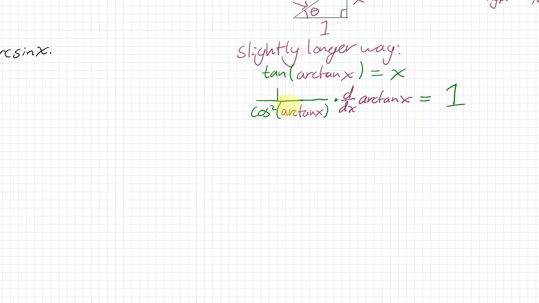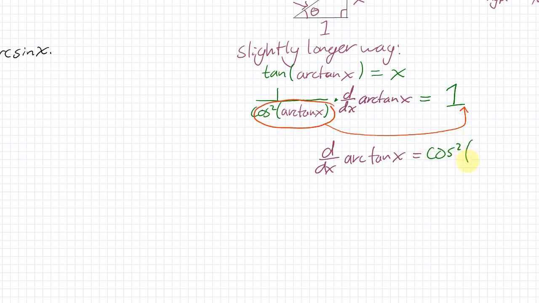And next, we just multiply both sides by this whole thing. I'm not actually going to write that out. Just multiply both sides by that to bring it over, and that gets you the derivative of arctangent of x is equal to 1 times cosine squared of arctangent of x. And then here we still have to do the trigonometry.